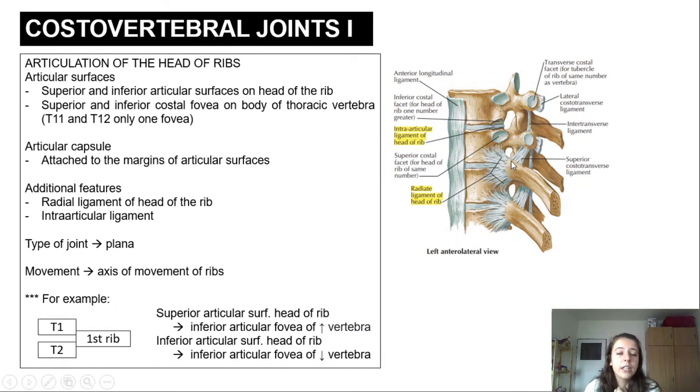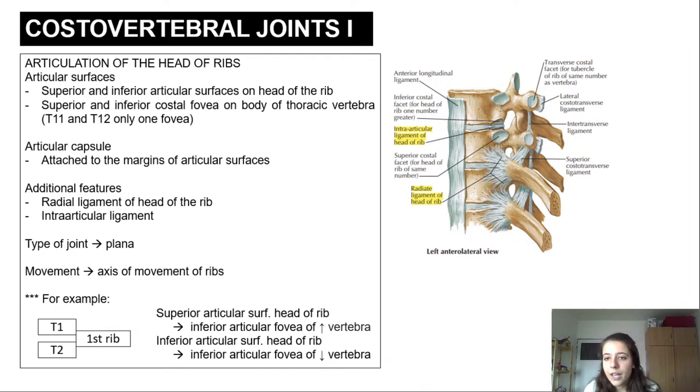The type of joint is a plane joint, and the movement is limited to the axis of movement of the ribs. That means the ribs cannot move that much. Rotation is limited, lateral flexion is limited, basically.